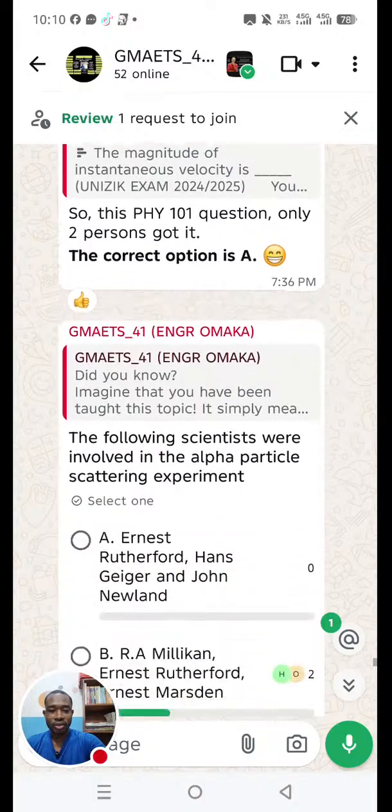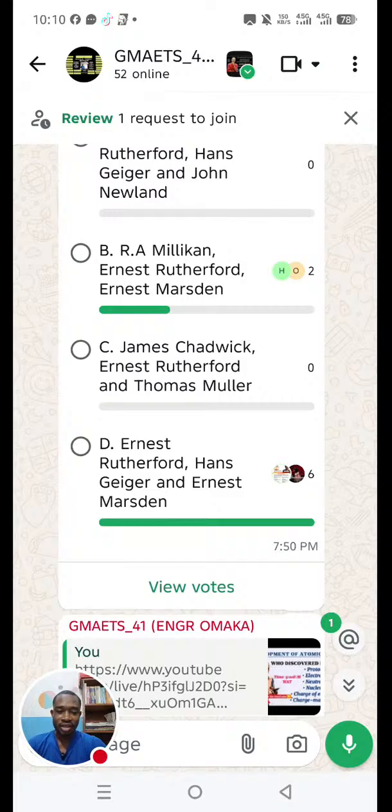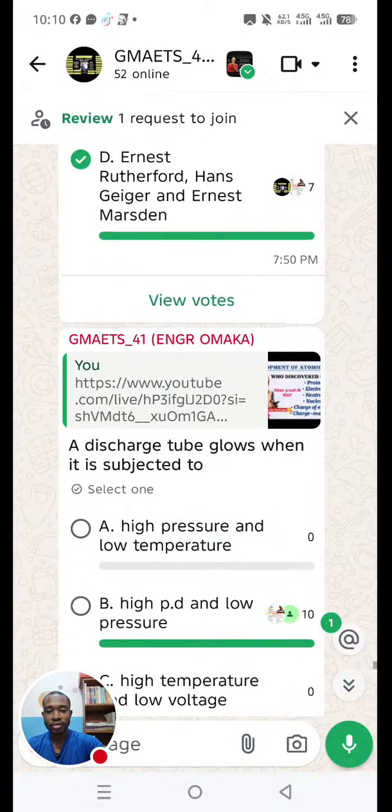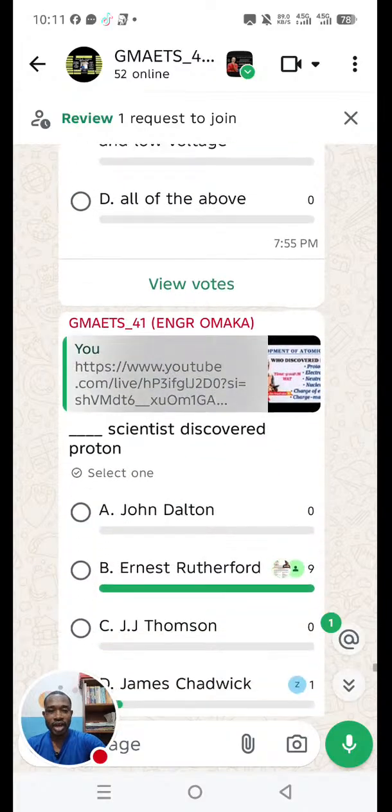The next question: the following scientists were involved in the alpha particle scattering experiment. There were 3 scientists that we identified. One of them is Ernest Rutherford, the other is Hans Geiger, and then we have Ernest Marsden. The correct answer is option D. The next question: a discharge tube glows when it is subjected to A, high pressure and low temperature. That is not the answer. B, high potential difference and low pressure. That is the correct answer. We move on to the next question.